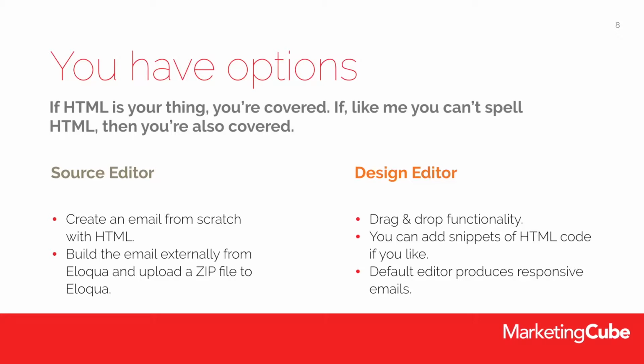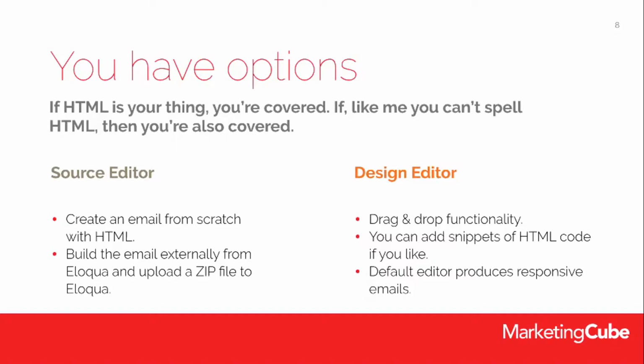The other thing to have clarity around is that when you build something in the source editor, you can't then save it over to the design editor, and vice versa. So if you start creating the email in the design editor, it remains in the design editor. You can't move it over to becoming an HTML email. But the nice thing about the design editor is, we've identified some of the key points there. It's drag and drop functionality. You can add snippets of HTML code should you need to or should you like to, that's fine. The default output of the design editor is a responsive email, so you don't have to worry about that code.